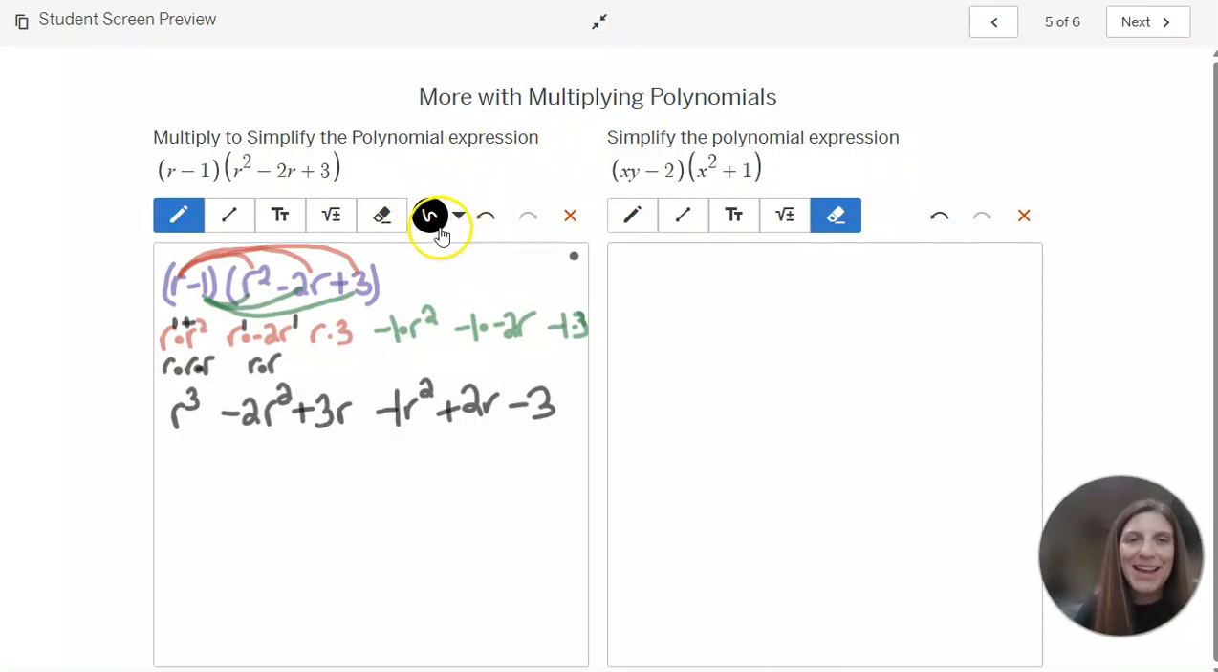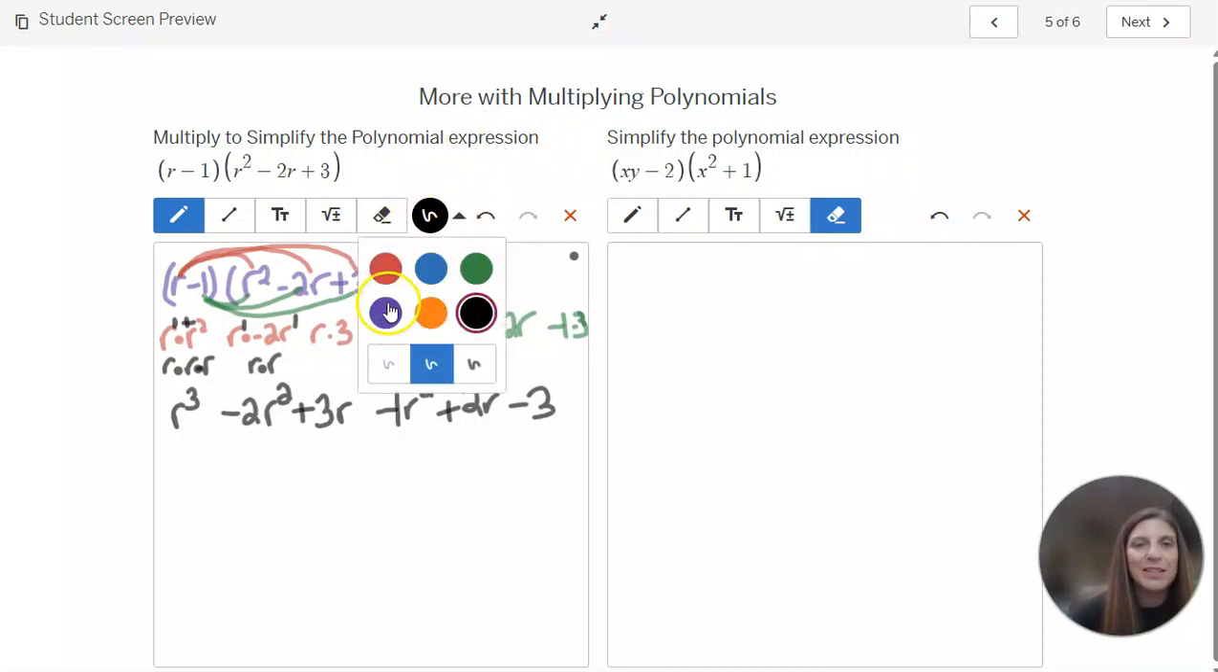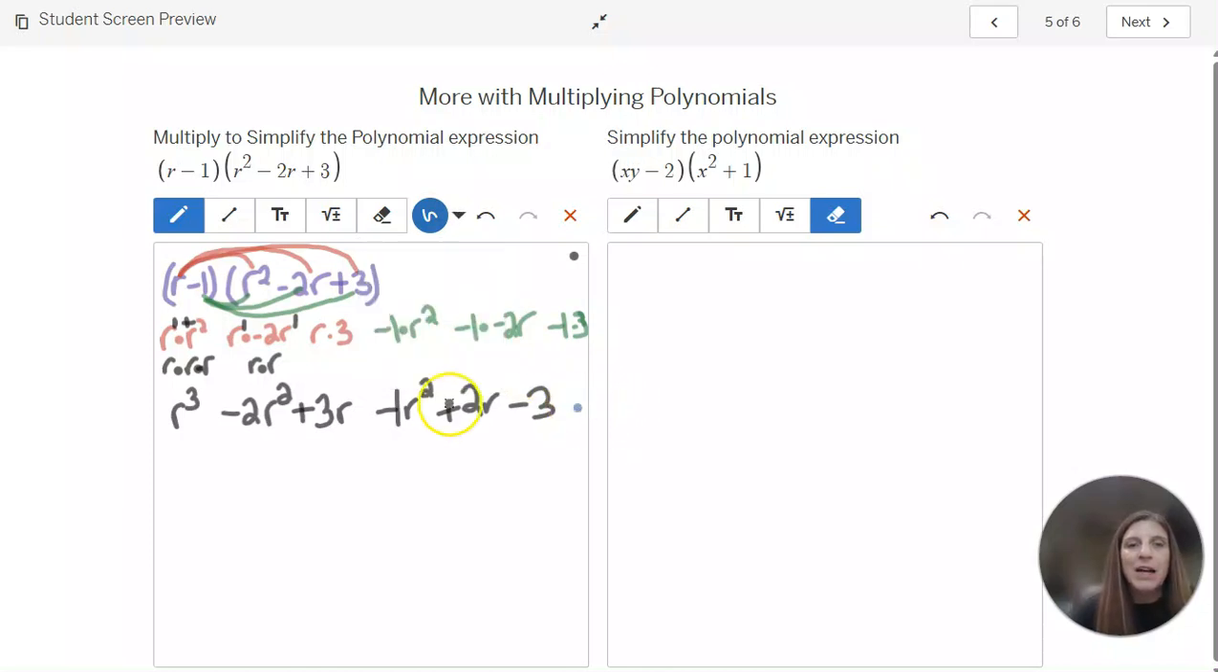Now we have to go back and combine our like terms. So I'm going to start with the highest exponent. In this case, it would be r to the third. So I'm going to look and I'm going to say, are there any other r to the third powers? And the answer is no. So I'm going to go ahead and write that one down. Then I'm going to look at my next highest exponent, which is r squared. And I'm looking for other r squareds, which it looks like is right here.